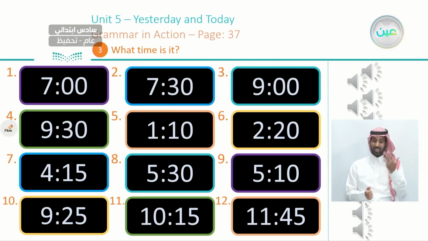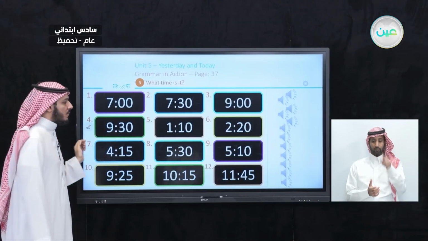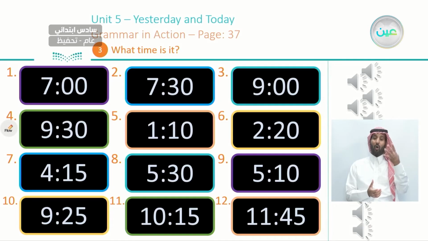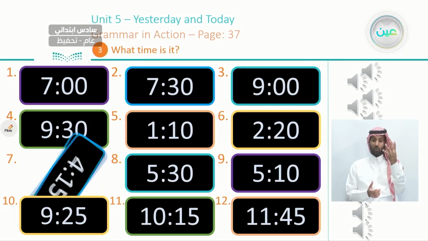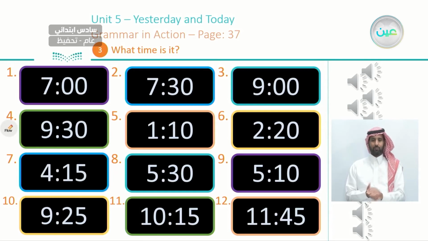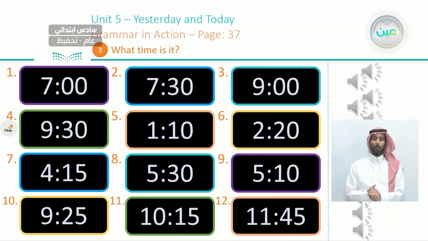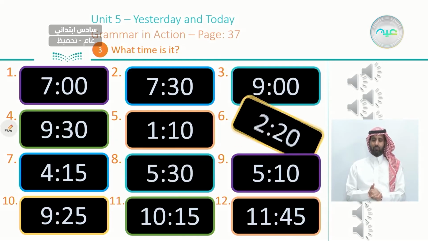It's 9:30. This is 9:30. After that? It's 4:15. Where is it? That's right, 4:15. It's 11:45. That's right, excellent. After that? It's 5:30. That's right, perfect. It's 2:20. Where is it? 2:20, excellent.